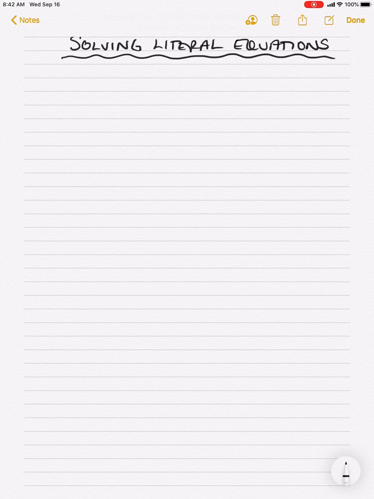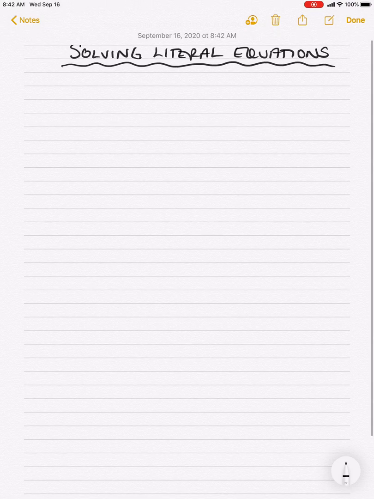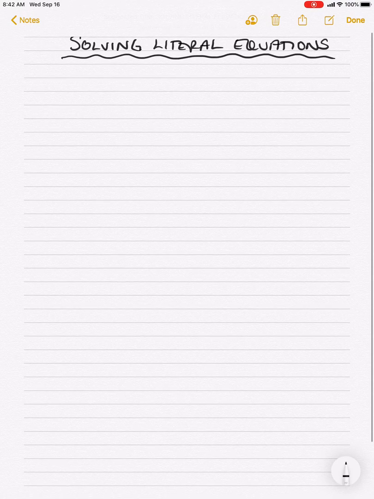So what we're going to talk about today is solving literal equations. And what do I mean by literal equations? We are going to see equations that have variables in them. So we're going to solve for one variable in terms of another variable.